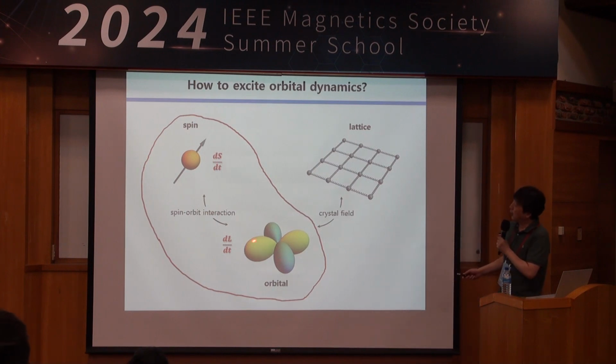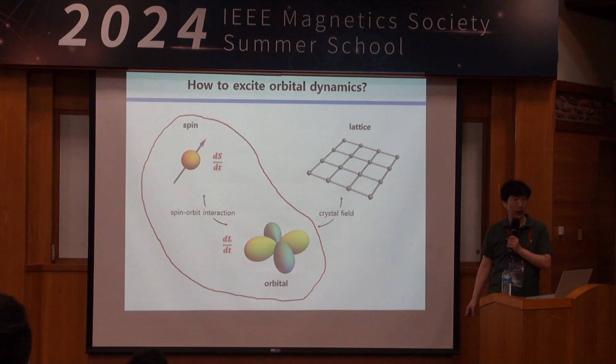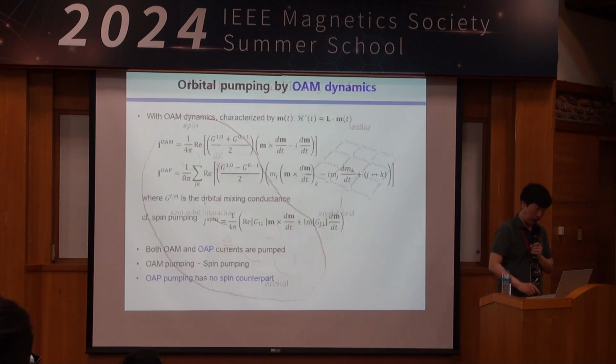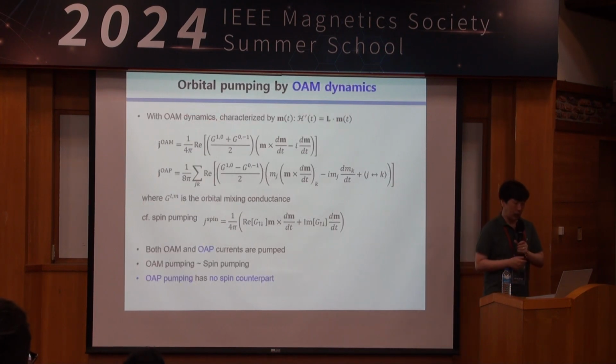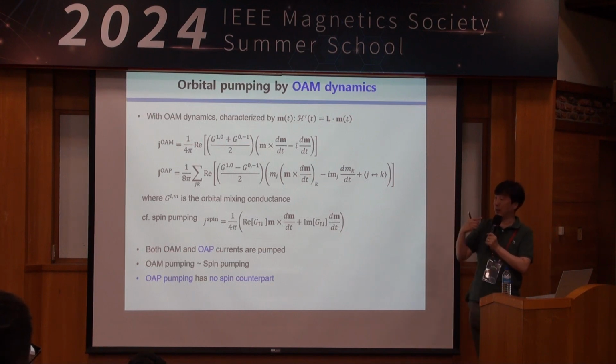So here we studied two cases to excite orbital pumping. Because orbital couples to the spin with a weak spin-orbit interaction and also to the lattice through the strong crystal field, one possibility is to excite the magnetic part by applying an AC magnetic field, just like you do for the spin pumping measurement. So this is our analytical result. We found that there are OAM pumping current and also OAP pumping current, where M is the dynamics of the magnetization.